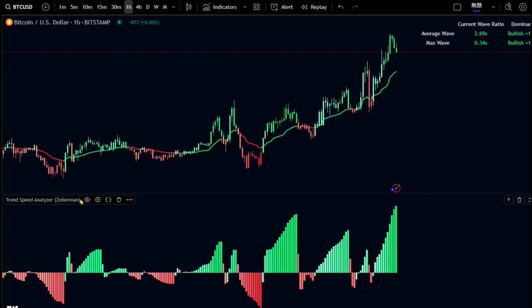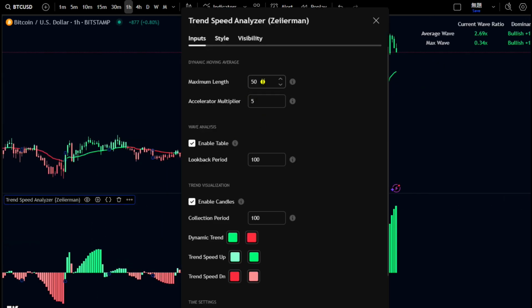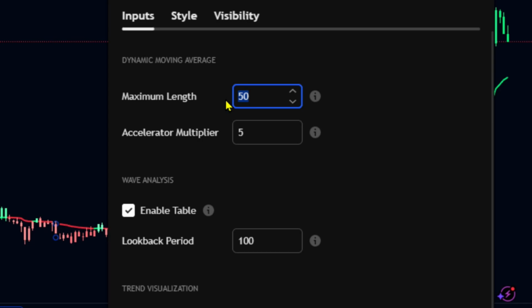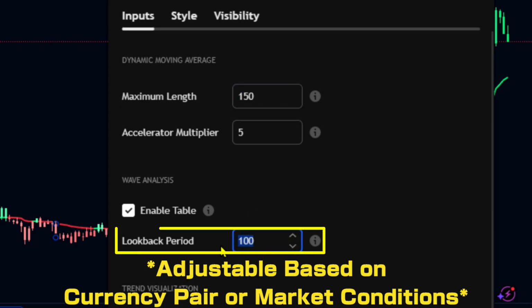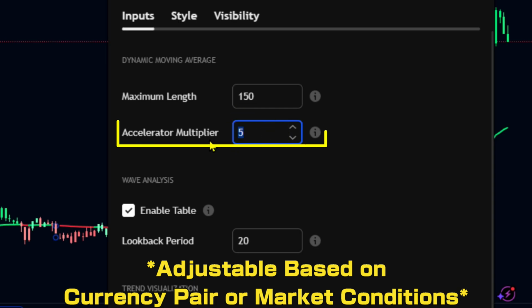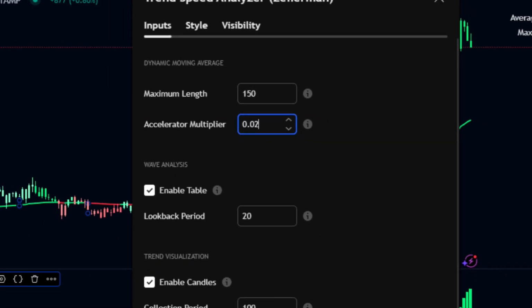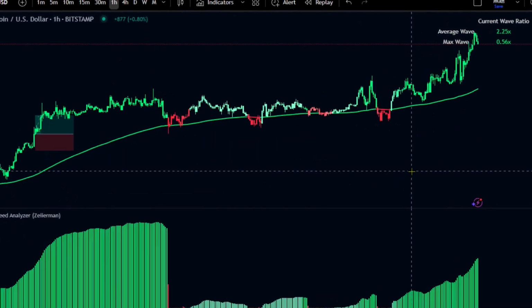Here's what you should focus on: changing the parameters. Open the settings and adjust the parameters as follows. Look back, 150. MA period, 20. Acceleration factor, 0.02. This indicator is made up of 3 key components.